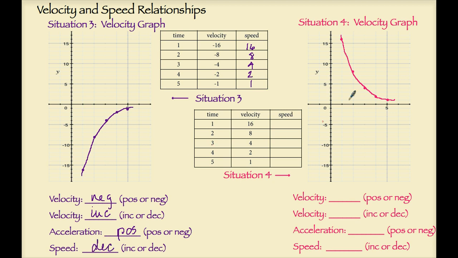Now let's look at situation 4. Here's the velocity graph. Our times are velocities. Speed is the absolute value of velocity, so we have 16, 8, 4, 2, 1. Velocity positive or negative? Notice they're all positive values. Increasing or decreasing? Again, this refers to slopes and they are negative. So this velocity graph is decreasing, which means acceleration is negative. Speed, 16, 8, 4, 2, 1, decreasing.